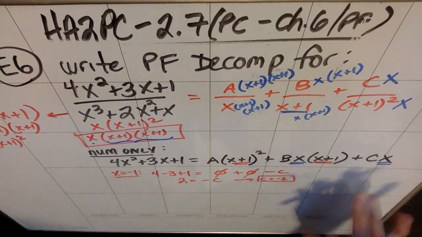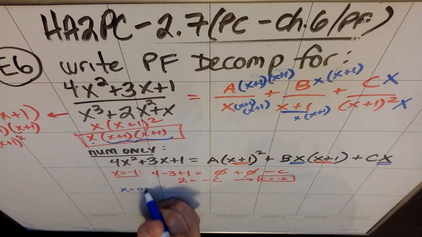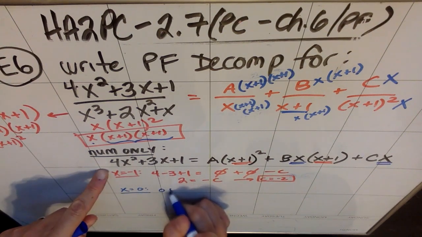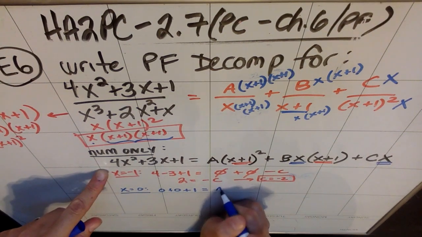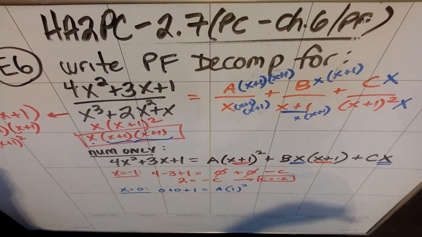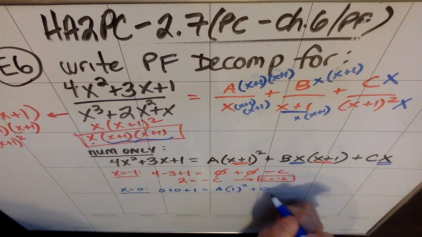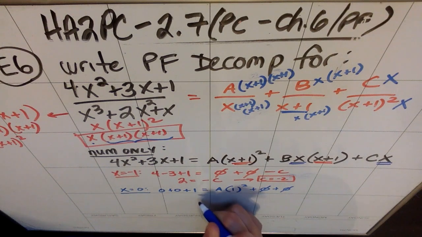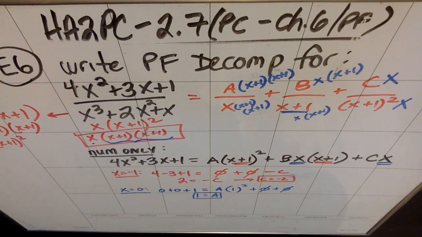If I use x is 0, I'm going to get 0 plus 0 plus 1 equals a times 1 squared, which is just a, plus a bunch of zeros, right? So I get 1 equals a, which is also not super duper stressful. Now that I know a and c, I would make the argument that you could pick literally any easy x and plug in and find b, right?